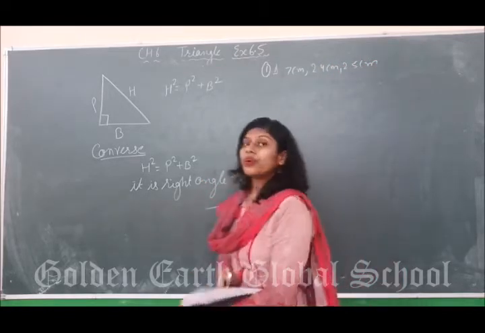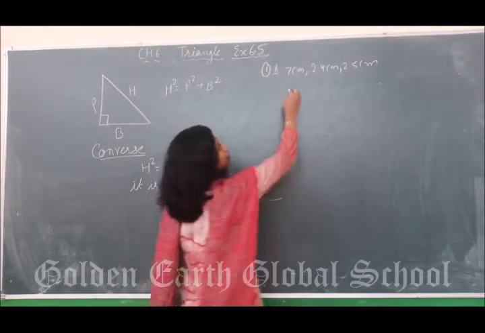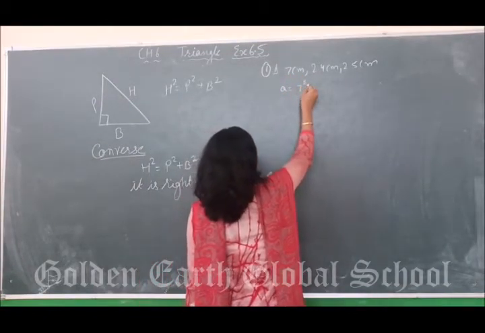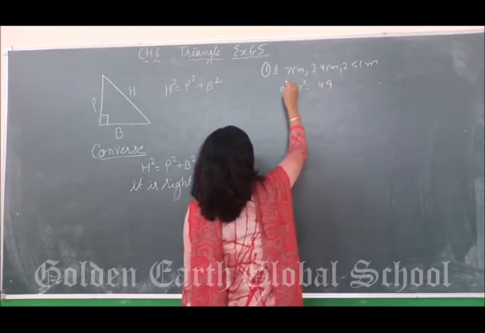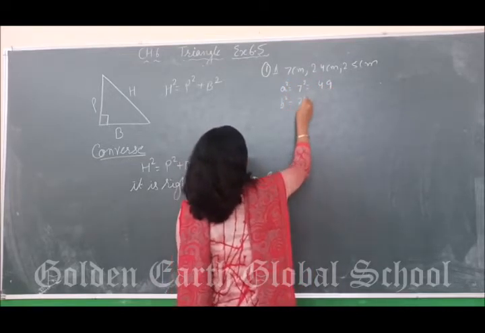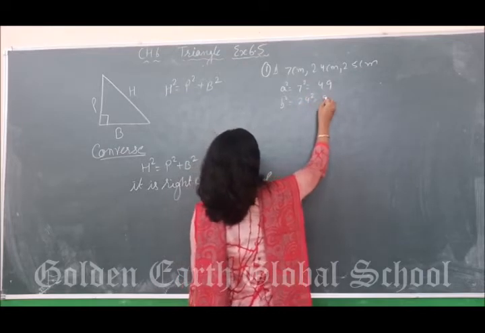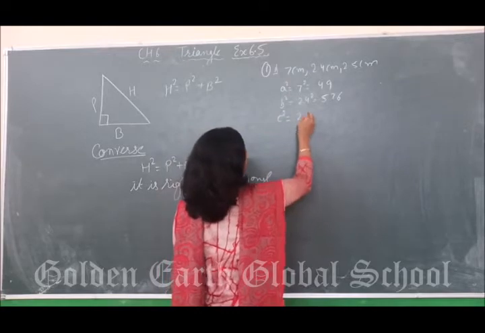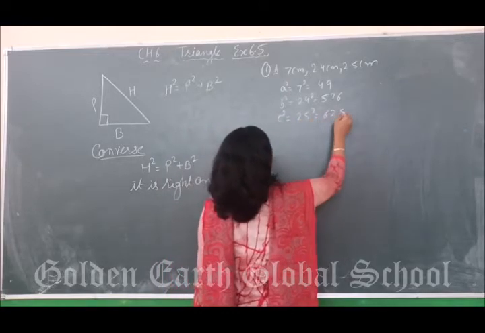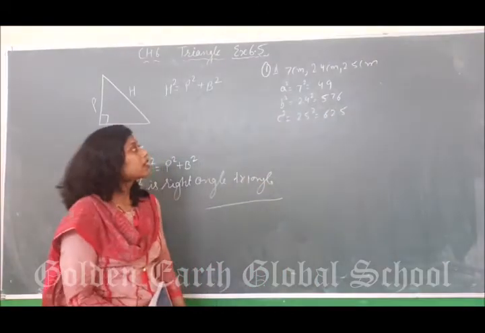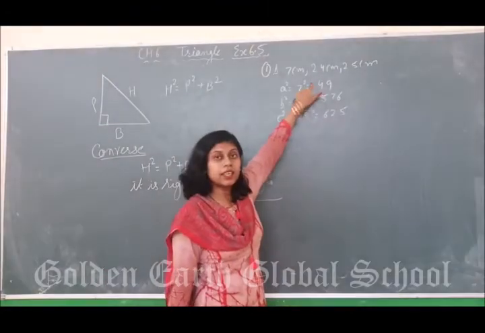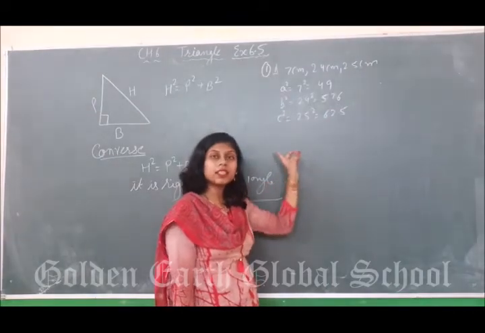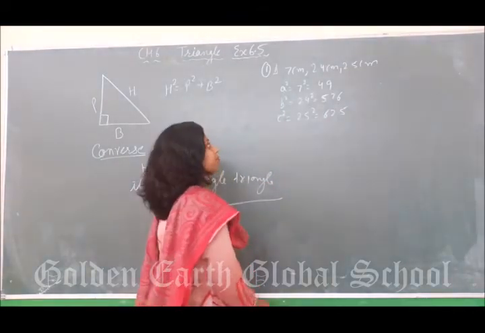First of all, you will square all the sides. First side, let it be A. 7 square is equal to 49. Second, B square, 24 square is 576. C square, 25 square is 625. Then you have to check whether the sum of the smaller sides is equal to the third or not. If it is equal, then we will say these are the sides of a right angle triangle.